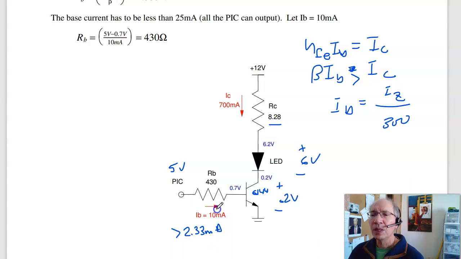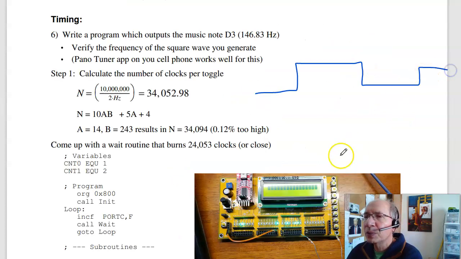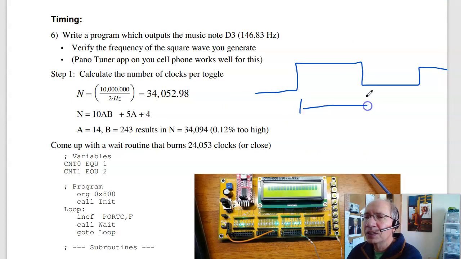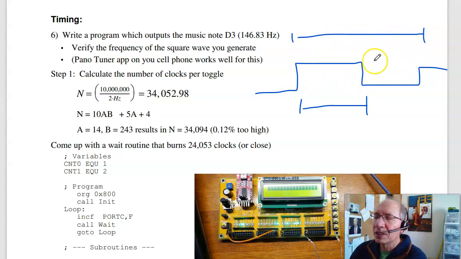Problem 6 looks at timing. Come up with a program to output D3 at 146 hertz. Well, to do that, I need to find out how many clocks between toggles. So I want to output 146 hertz. This time right here is 10 million divided by hertz. That's the period. Half that, because I want to set, then toggle, twice, 2 toggles per cycle. So divide by 2. This is 34,052 clocks.